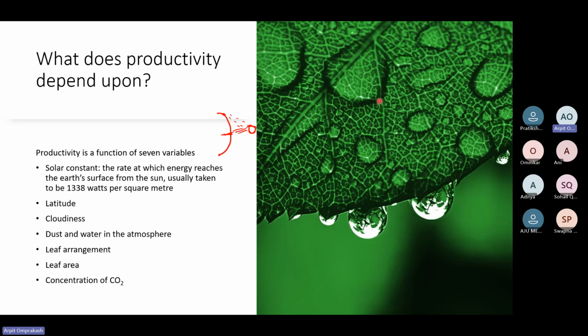Productivity depends on a lot of different things. One of those is the solar constant, which is the rate at which the sun's energy is reaching the Earth's surface. Then the latitude and the cloudiness. If it's cloudy, there's less sunlight, less energy, and also dust and water in the atmosphere. The arrangement of leaves matters. If leaves are spread out, they can gather more light. If leaves are one below the other, they can't gather that much light. Then the concentration of carbon dioxide also affects productivity.